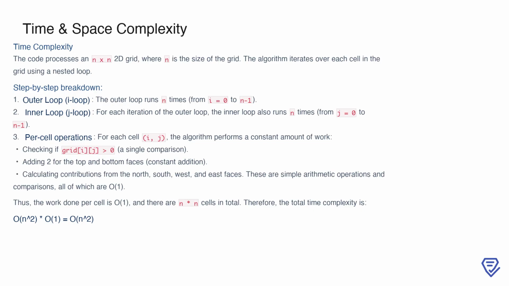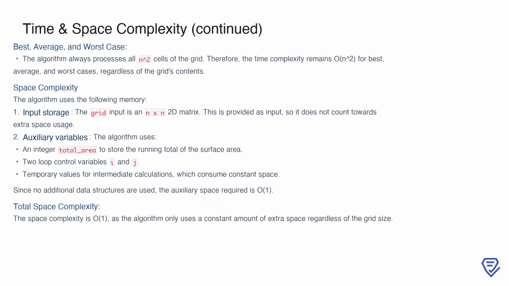All of these operations are simple comparisons and arithmetic, each taking O(1) time. Since these constant time operations are performed for all n*n cells in the grid, the total time complexity of the algorithm is O(n squared). The time complexity remains consistent across all scenarios, best, average, and worst cases, because the algorithm always processes all n squared cells in the grid, regardless of the grid's contents. This ensures that the time complexity is O(n squared) in every case.